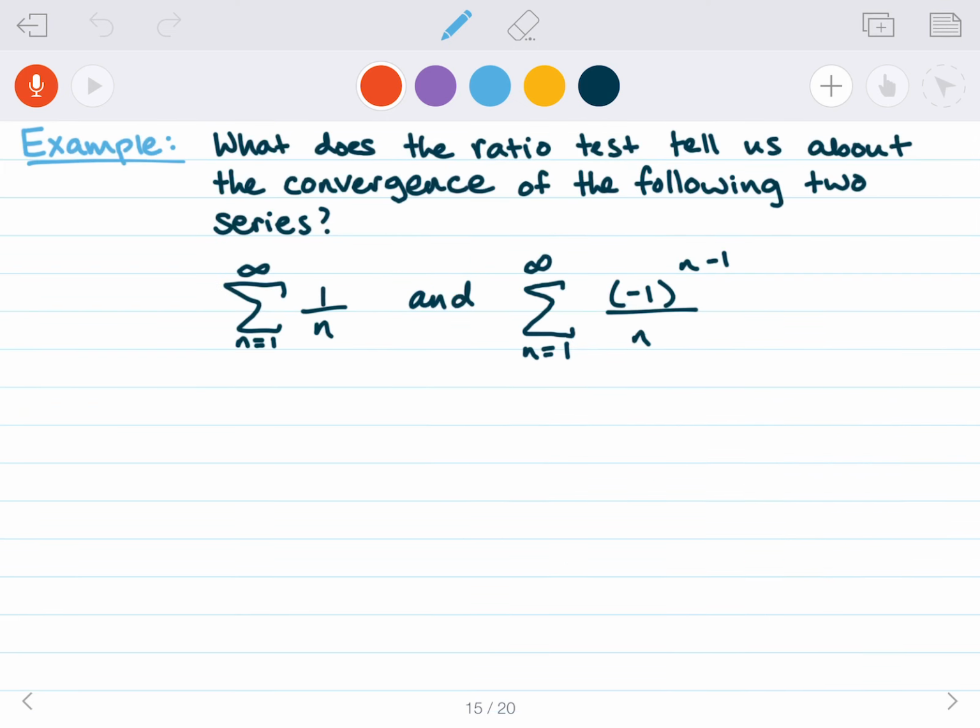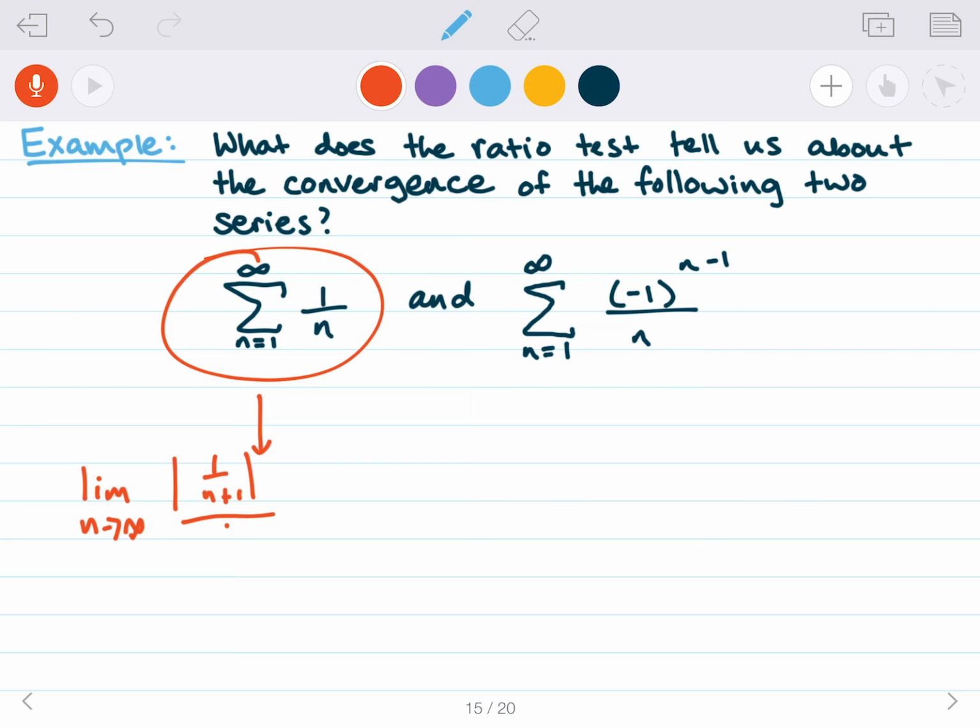All right, very nice. Let's see what this is. It says, what does the ratio test tell us about the convergence of these two series? Well, we know for a fact that this one diverges, but what does the ratio test have to say? Let's see. What we want to do is, again, take the limit as n goes to infinity of the absolute value of 1 over n plus 1 divided by the absolute value of 1 over n.